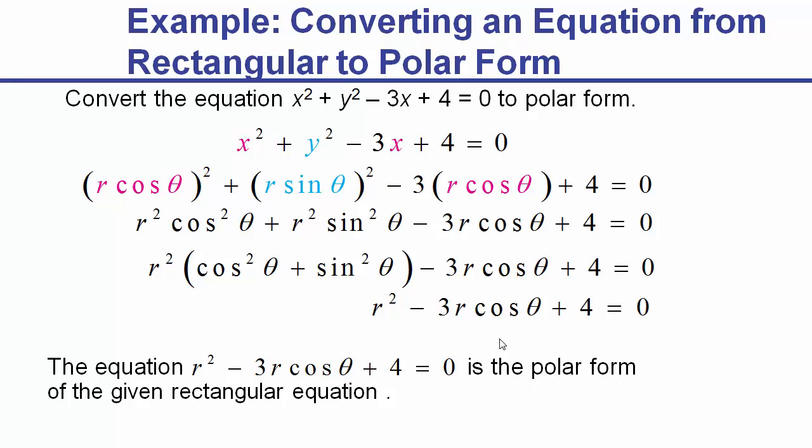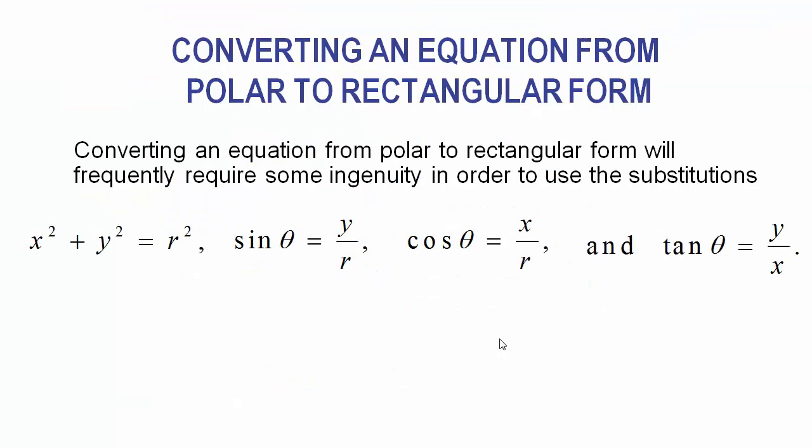But usually it's just because we need to be working in polar form, so we'll convert that way. Or we need to be working in rectangular form, so we'll convert in that direction. That's really the only main reason why we convert back and forth.